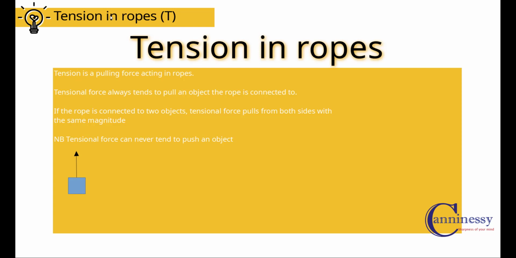That is an object which is being pulled vertically by a tension, and this one is being pulled horizontally to the right by a tension. Given two objects connected together by a light inextensible string, and if the object B is pulled by a tension or by an applied force, the tension acting on A pulls it to the right, and the tension acting on B pulls it to the left. And of course we have the applied force.